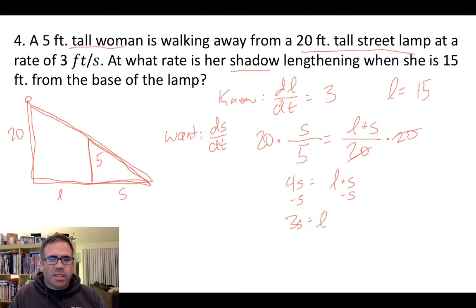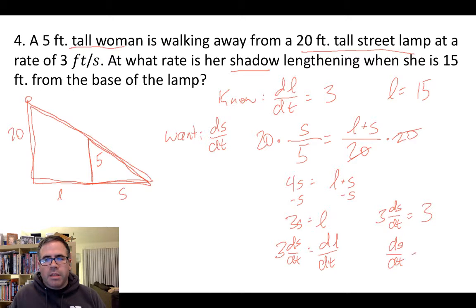We want ds/dt. So we take the derivative. This must mean that 3 ds/dt equals dl/dt. Since we know dl/dt is 3, we know that 3 ds/dt equals 3, so that means ds/dt equals 1. If you want to put a unit, it's feet per second.